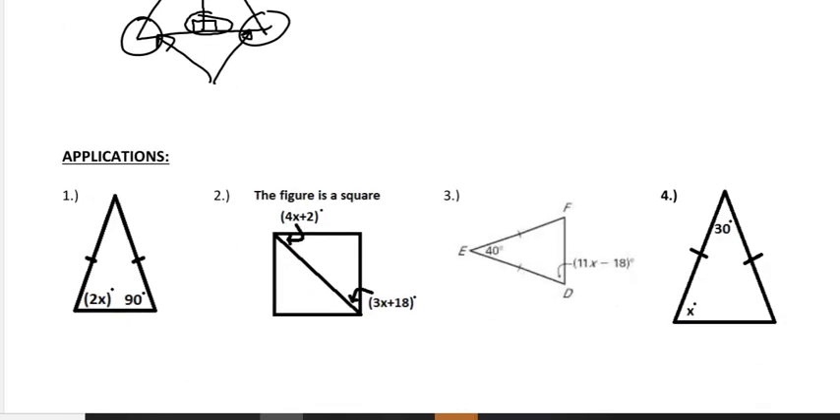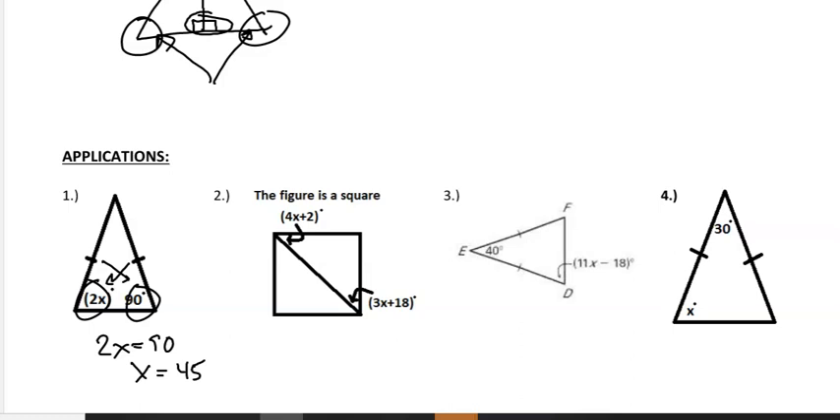Now, let's go ahead and look at some applications here. If we know that that is congruent to that, then we can set them equal to one another. How did I know that they are congruent? Because if those sides are congruent, then those angles are congruent. So we would end up having 2x equals 90, and you end up getting x equals 45.